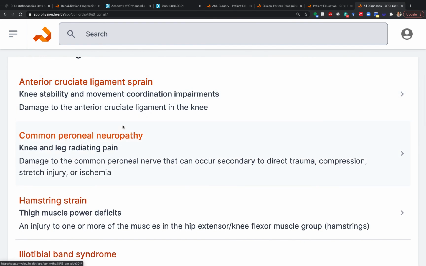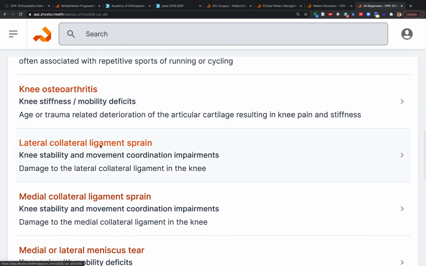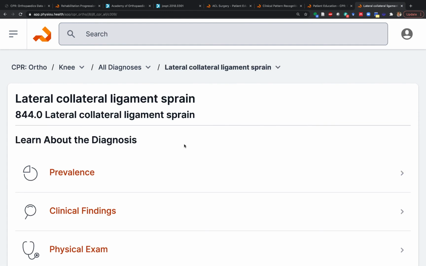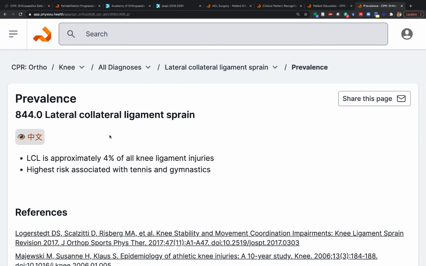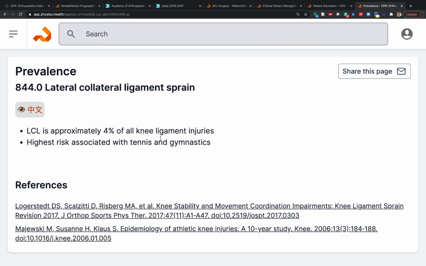Okay, so here I'm going to go to lateral collateral ligament sprain. Here's the prevalence data. 4% of all knee ligament injuries, highest risk associated with tennis and gymnastics.